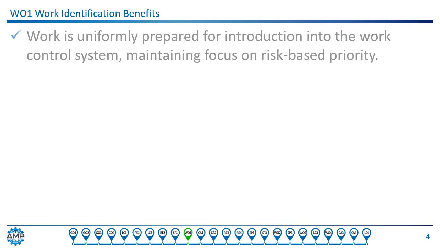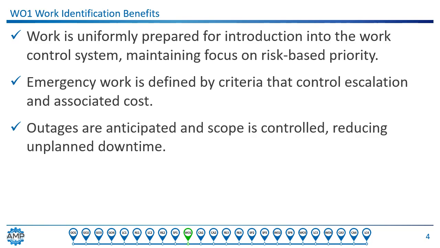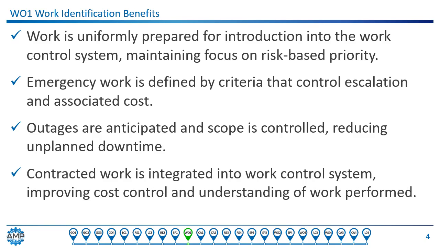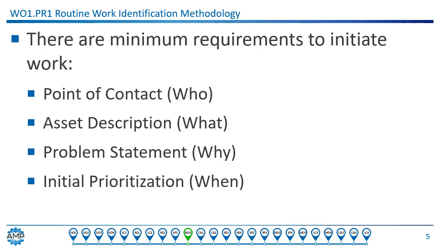There are several benefits in having processes to identify work. If we use these processes, work is uniformly prepared for introduction into the work control system, and it maintains our focus on risk when we do it. Emergency work has criteria that define it. It controls escalation and the associated costs that go with escalation. Outages are anticipated, and scope is controlled, reducing unplanned downtime. Contracted work is integrated into the work control system, which improves cost control and an understanding of what work got performed. Work identification only applies to corrective maintenance.